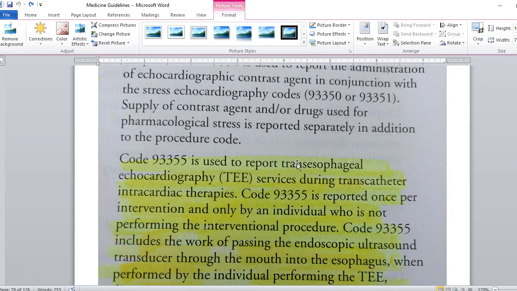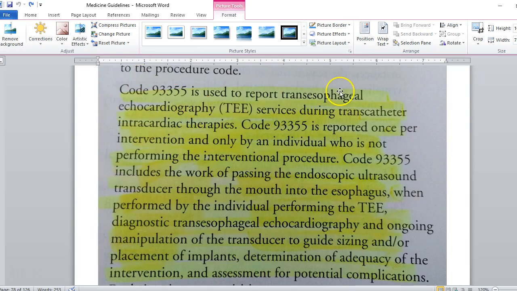Now, if you look on page 639 in your book, you're going to see a picture of code 93355. It's used to report a transesophageal echocardiogram, known as a TEE, during transcatheter intracardiac therapies. So what they do is they stick a small ultrasound probe down the patient's mouth, and what they're doing is getting a picture from the back side of the heart. So the transthoracic can look at the anterior portion and the lateral portions of the heart very well. So it can look at the front and the side. The back is much more difficult to see, and so this is one way to do it.